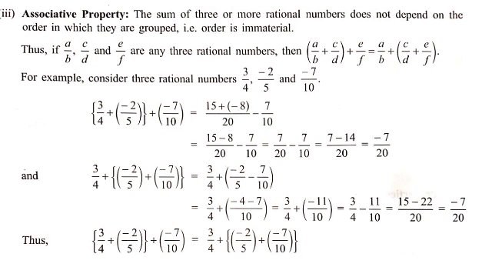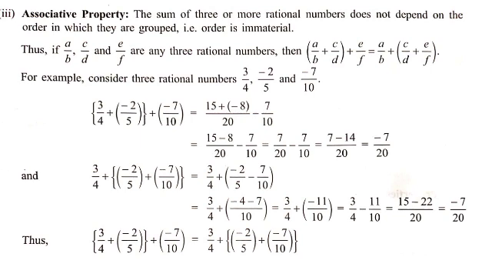Now let's take, when we evaluated, 7 by 20 minus 7 by 10 comes in the answer. Now I'm going to take LCM for 20 and 10. So it's easy, just multiply 2 in 7 by 10. So it's 7 minus 14 by 20, which is going to be minus 7 by 20.